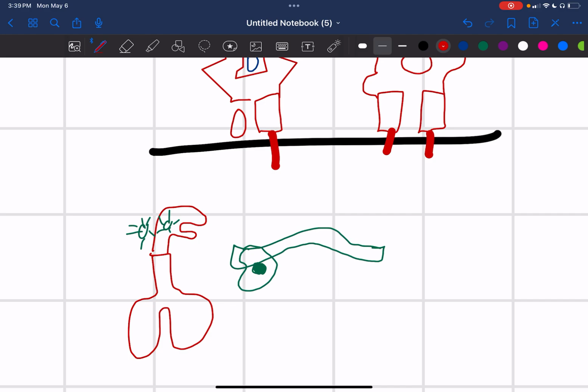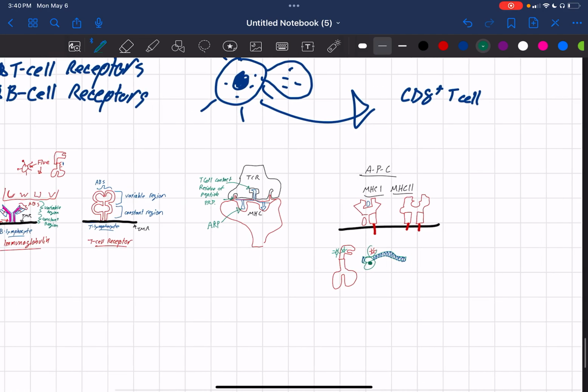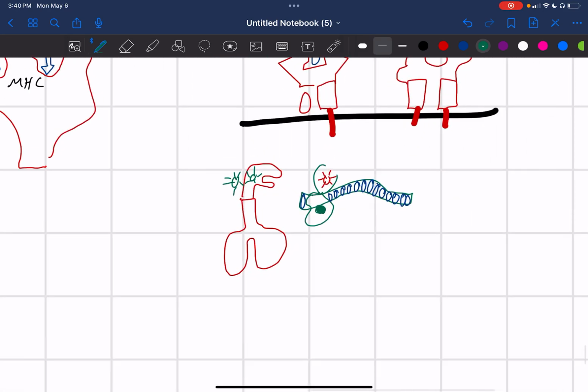So let me draw a microbe. And then here we have tight junctions to create that physical barrier for immunity, innate immunity, right? So we have those macrophages that can then consume the pathogen, right? And because the macrophage is an antigen presenting cell, well, it could be a macrophage, a dendritic cell, or a B cell.